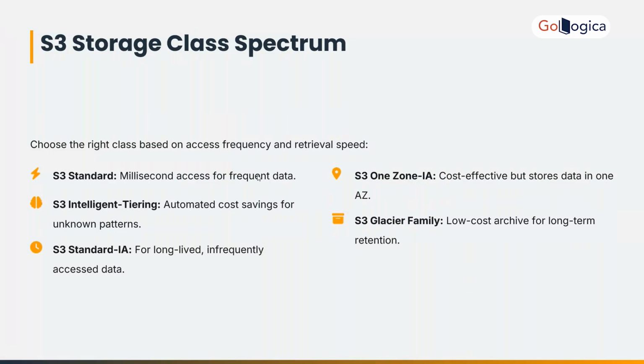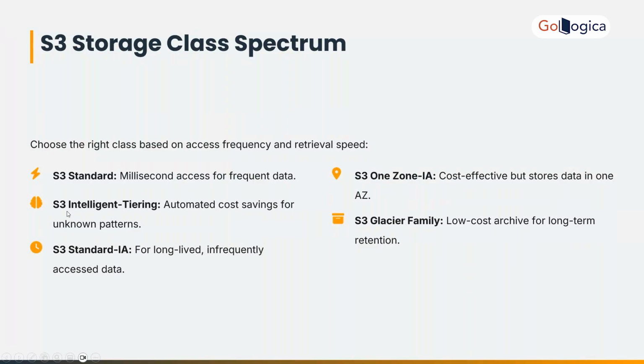When we say frequently accessed data, that means data that you are accessing, maybe every month. That will be considered as frequent. So if you have a requirement to access that data every month, then you should go for S3 Standard. Definitely you will be getting millisecond, that means instant, access to your data.